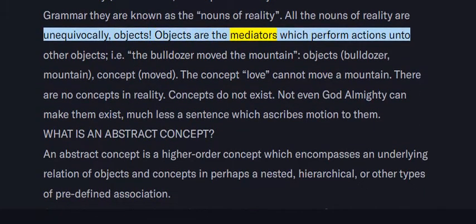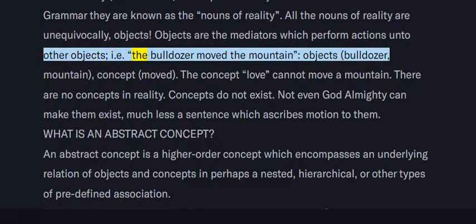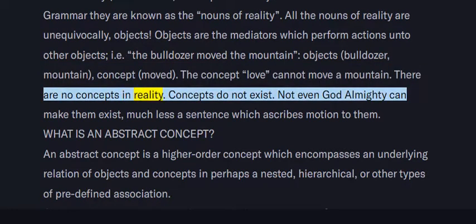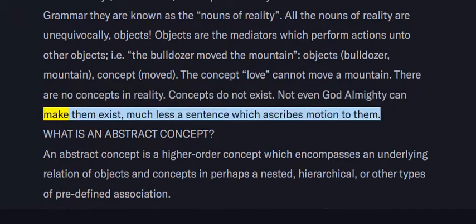Objects are the mediators which perform actions unto other objects, i.e. the bulldozer moved the mountain: objects, bulldozer, mountain; concept, moved. The concept love cannot move a mountain. There are no concepts in reality. Concepts do not exist. Not even God Almighty can make them exist, much less a sentence which ascribes motion to them.